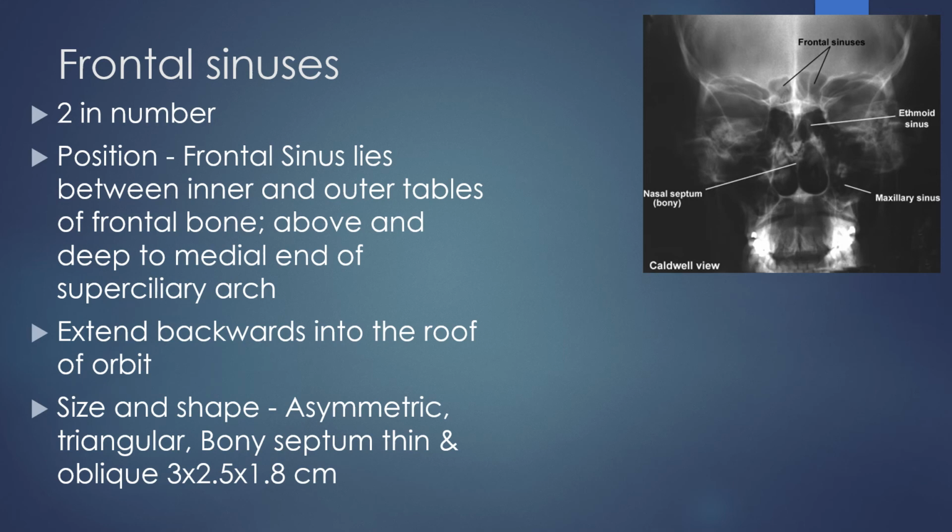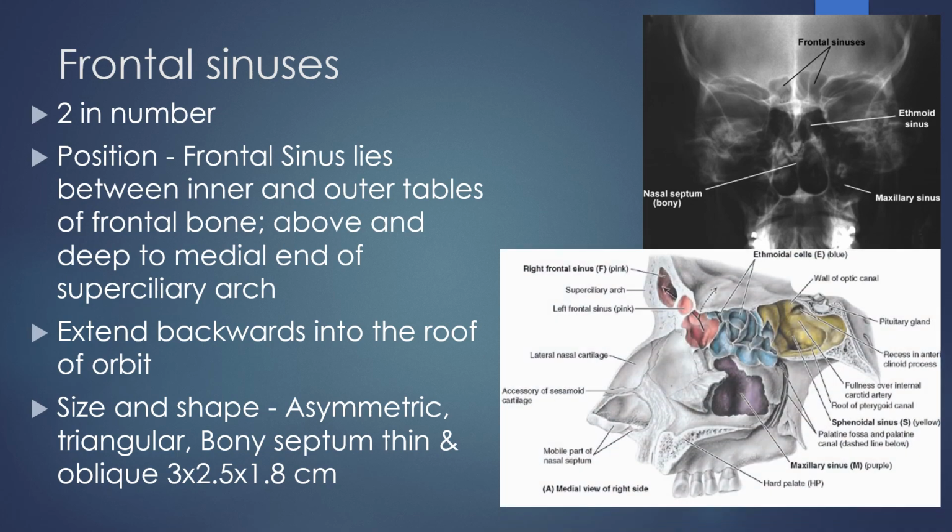Coming to the details of each sinus, the frontal sinuses are 2 in number. They are present between inner and outer tables of frontal bone, above and deep to the medial end of the superciliary arch. The extent is they extend backwards into the roof of the orbit. They are asymmetric in shape and measure about 3 by 2.5 by 1.8 centimeters. These frontal sinuses are divided by a thin septum of bone between the two.